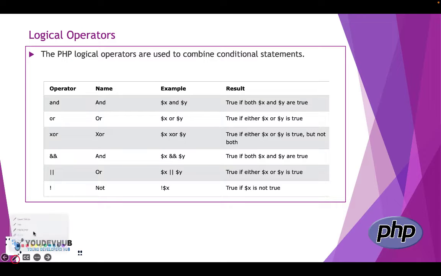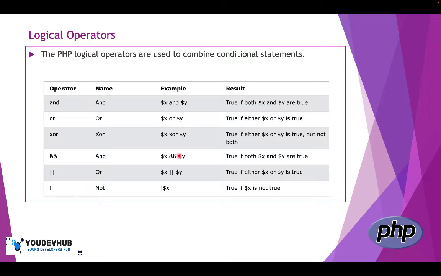let me use my pointer. For the AND statement, we have x and y. It is true if both x and y are true. We have the OR statement. It means it is true if either x or y is true. We have the XOR. It is true if either x or y is true, but not both.